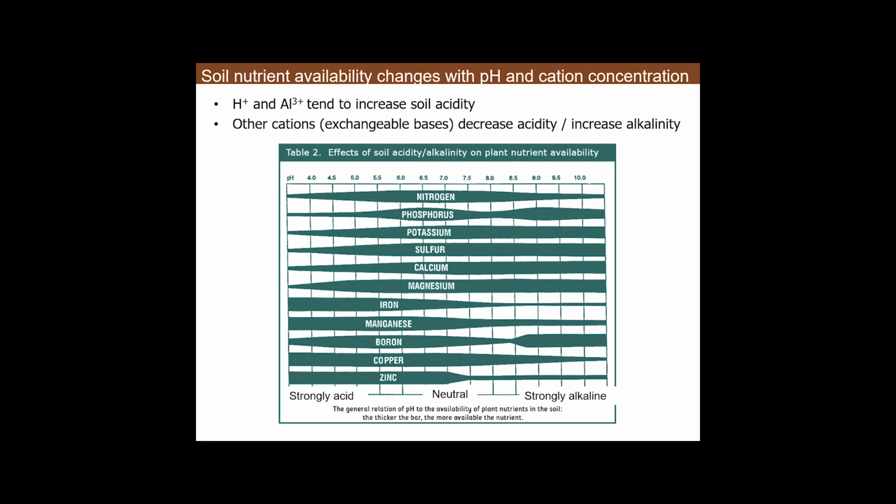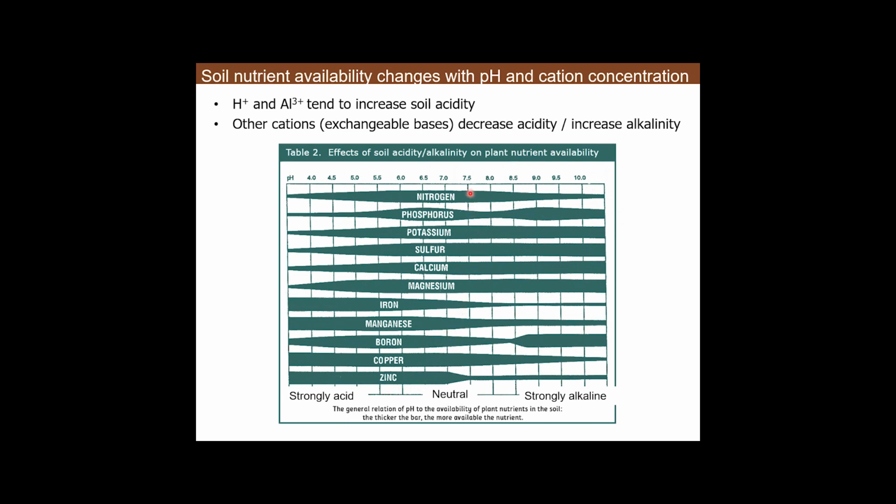Soil nutrient availability can change with pH and cation concentrations. This figure shows the relationship between pH, here moving from acid to strongly alkaline, or a very low to a very high pH, and the availability of this entire suite of elements.